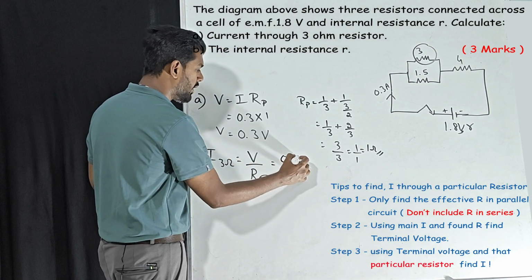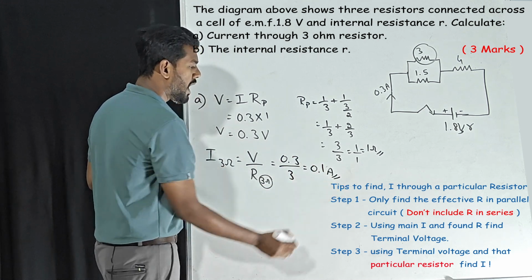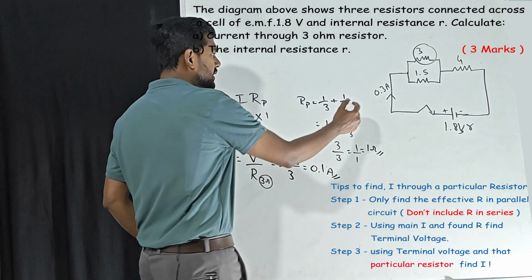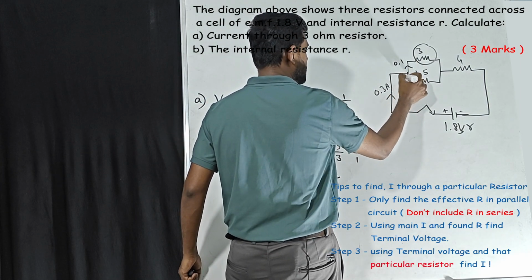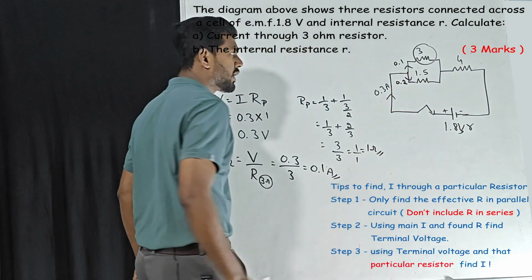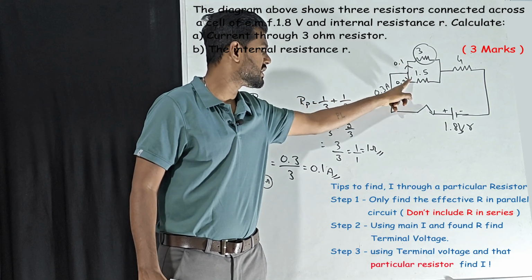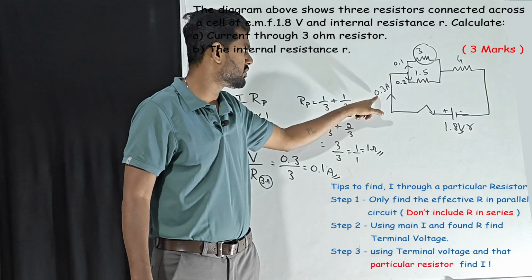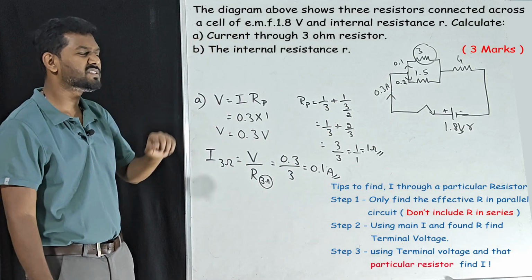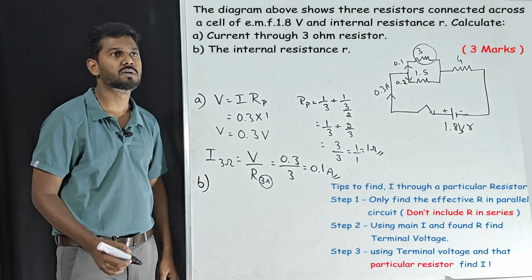So it is 0.3 by 3 ohm, correct? It will become 0.1 ampere. So when the current 0.3 enters here, 0.1 goes here, 0.2 goes here. Okay, more the resistance value, less current will flow. Less the resistance value, more the current will flow. So whenever we add these two, we should get 0.3 only. So this is the concept. Okay, now we'll go for the remaining questions.